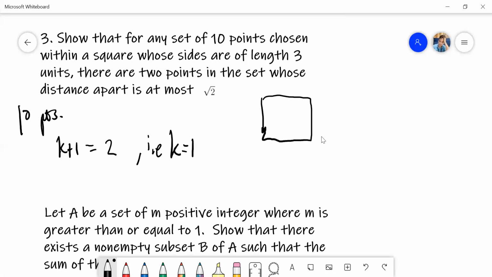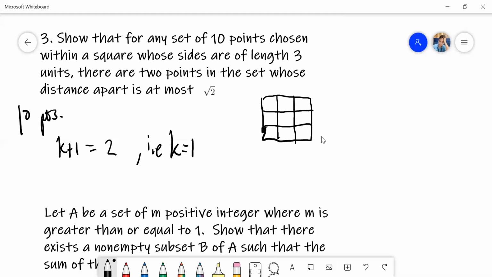So this is 3 units, so I shall partition this into 3. So the square is subdivided into 9 different squares. Each has a unit of 1. Which means there are 9 smaller squares on the big square. And 9 is actually less than 10. So we can think that 9 could be the possible boxes.